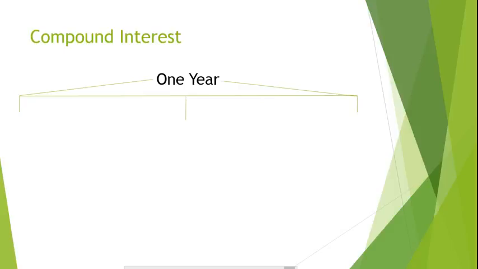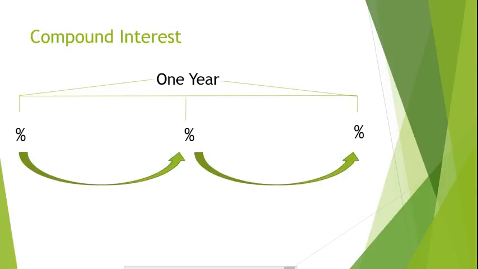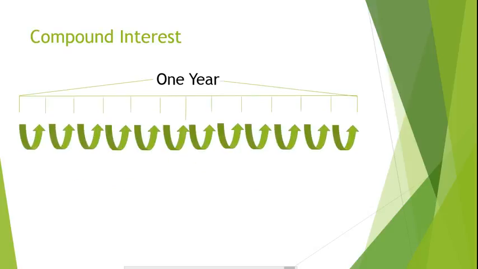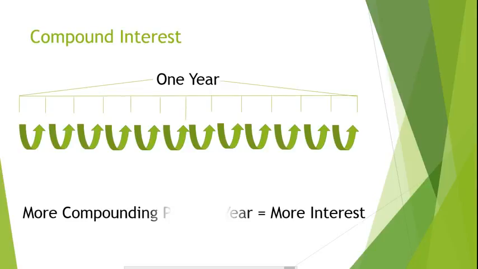For example, an investment or a loan that compounds interest semi-annually means that interest is compounded every 6 months, or twice per year. If interest is compounded monthly, then there are 12 compounding periods per year, which is every month. All else equal, the more compounding periods per year, the more interest earned or paid. Let's try another example.